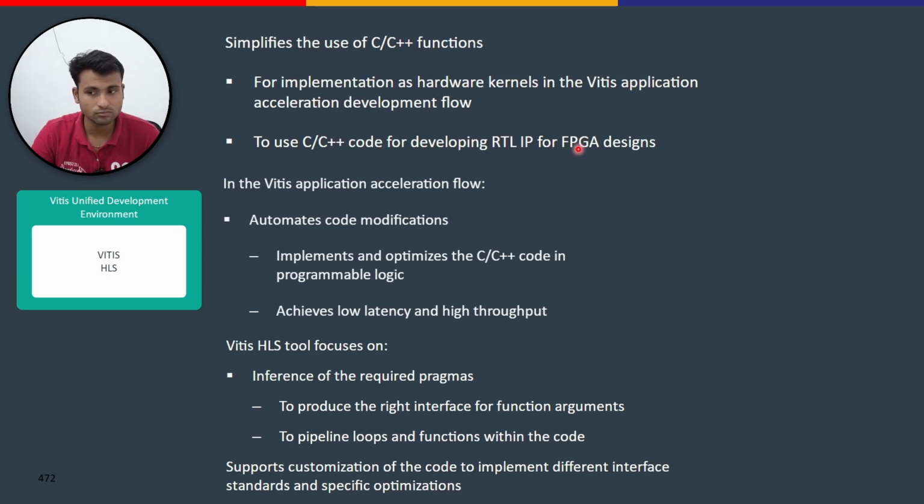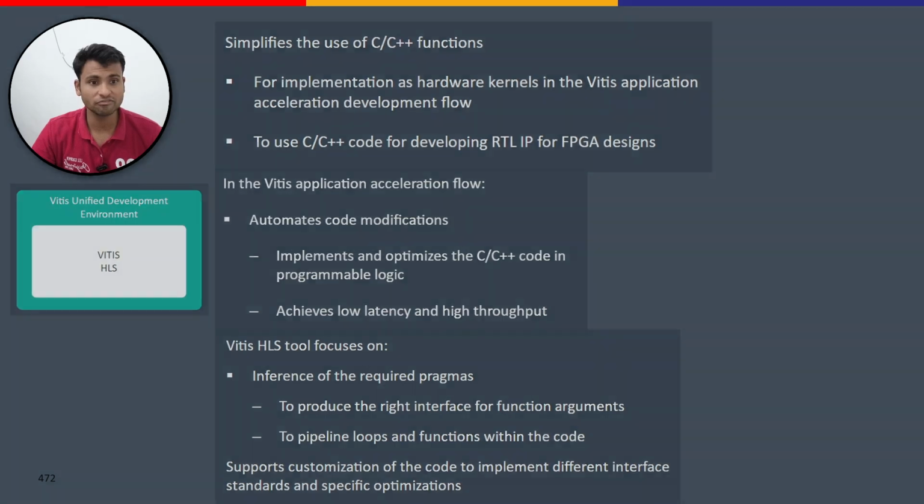In the Vitis application acceleration flow, the Vitis HLS tool automates much of the code modifications required to implement and optimize the C code in programmable logic and achieve low latency and high throughput. The inference of the required pragmas to produce the right interface for your function arguments and to pipeline loops and functions within your code is the foundation of the HLS tool in the application acceleration flow. The Vitis HLS tool also supports customization of your code to implement different interface standards as well as specific optimizations to achieve your design objectives.